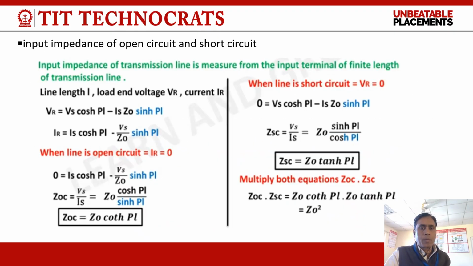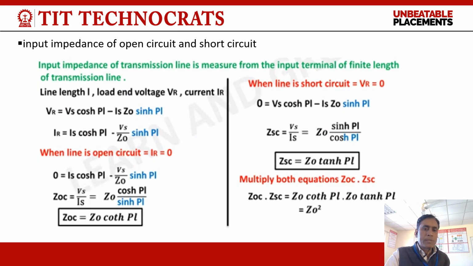The input impedance of open circuit and short circuit. The impedance of transmission line is measured from the terminal of a finite length of transmission line. Line length L, load end voltage VR, current IR. VR is equal to ES cosh gamma L minus IS Z0 sinh gamma L, and IR is equal to IS cosh gamma L minus ES by characteristic impedance sinh gamma L.